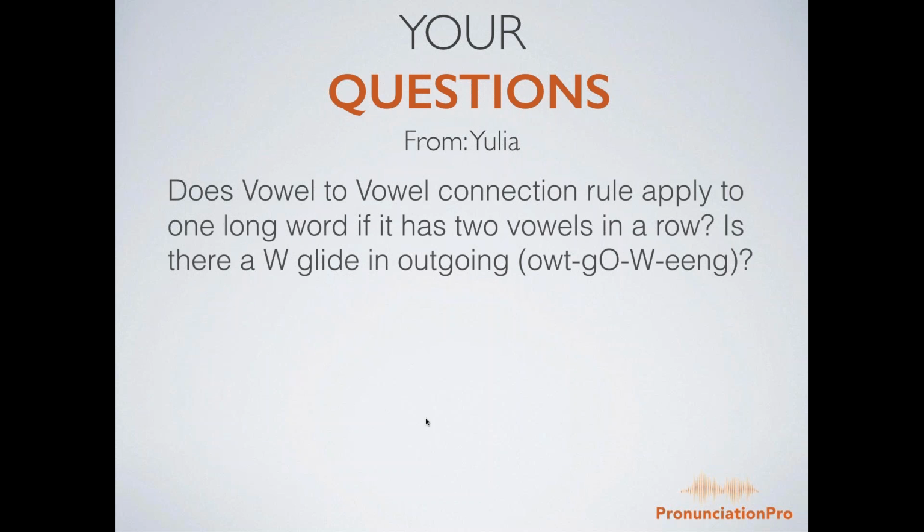Is there a W glide in outgoing? For all of those who haven't quite made it to the linking lesson in week 6 or 7, we talk about linking and connecting consonant to vowel, vowel to consonant, or vowel to vowel, and the rules that apply. When we're connecting a vowel to vowel, a lot of times a glide ends up going in there, like a W or a Y sound, so that it's easier to get from a vowel to the vowel.